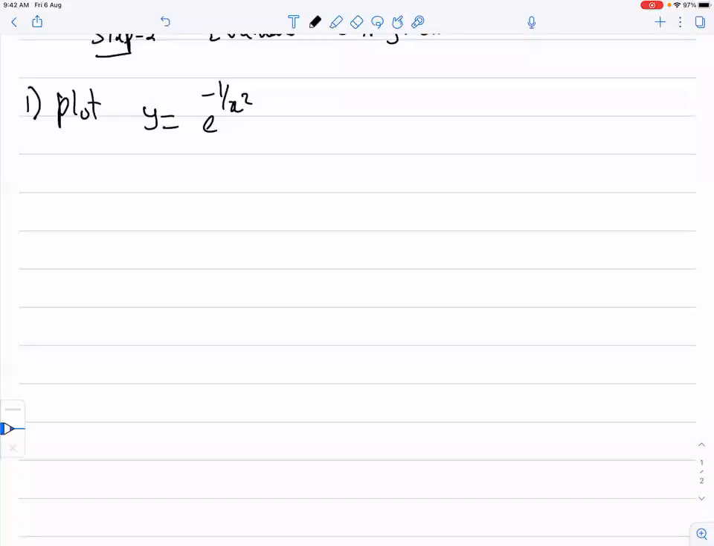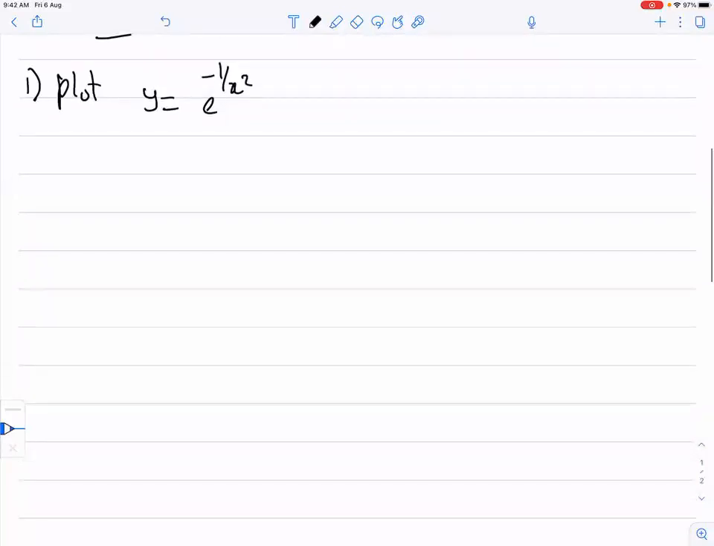First, let us plot some curves, just to remind you of a few things. This is the first one: plot y equal to e raised to minus 1 by x square.